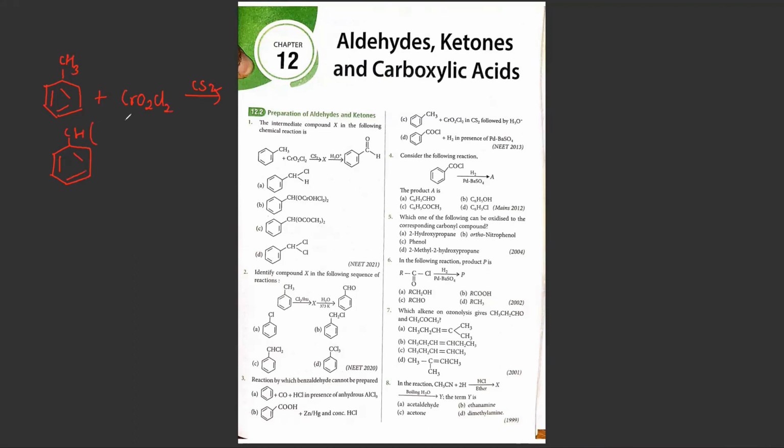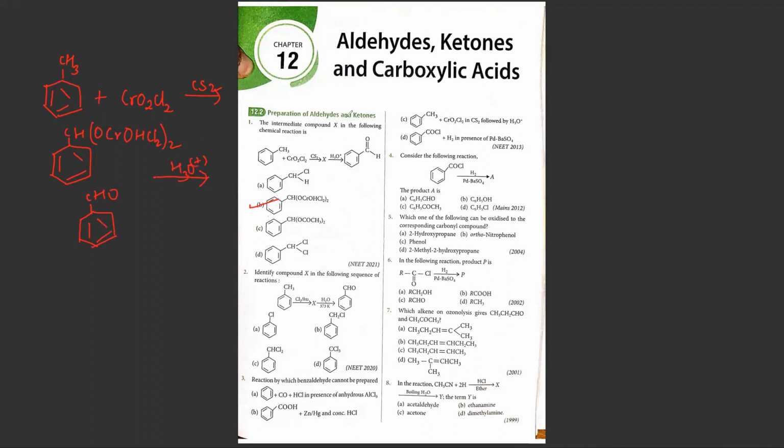CH, and your two H atoms will be replaced by this particular group, that is OCrOHCl2, twice. Okay, this will further undergo hydrolysis to give you your benzaldehyde. So what is our correct answer? It is B. Okay, so the answer is B.